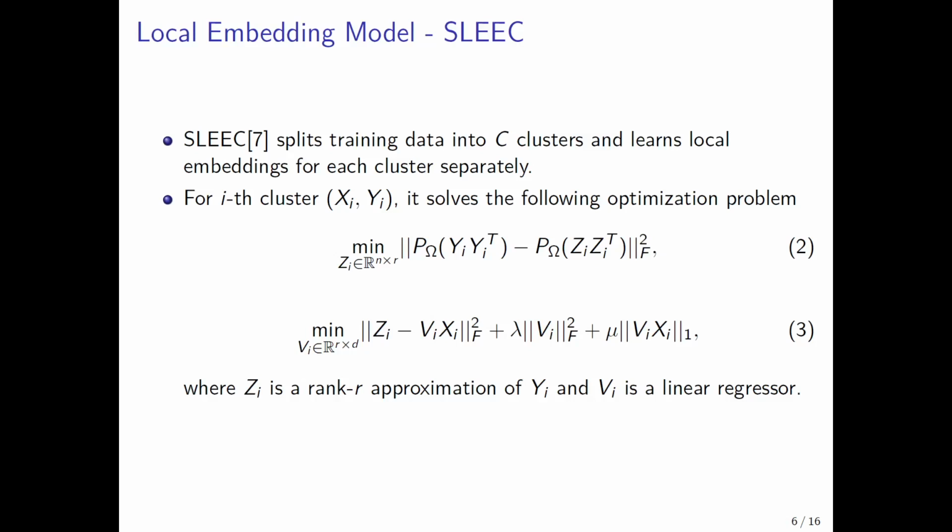To resolve this issue, SLEEC proposed a local embedding model in which the training data is split into C clusters using k-means clustering, and then a local embedding is learned for each cluster separately. Specifically, for the ith cluster, Xi, Yi, it solves optimization problems 2 and 3. In equation 2, the labels matrix Yi is approximated by a rank R matrix Zi, which is later used to learn a linear regressor Vi in equation 3.